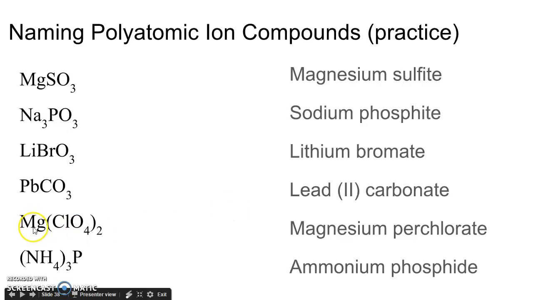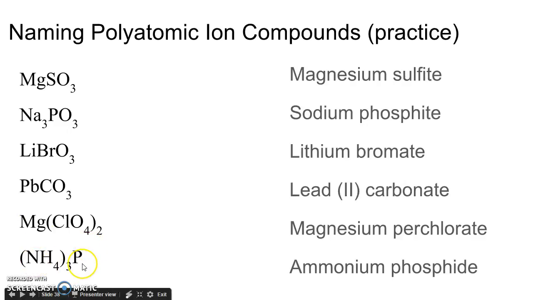The next one, magnesium, is a metal combined with ClO4. But I have 2 of the ClO4 groups. As we learn how to write the formulas, you'll see why we have to use parentheses, because you have to group these 2 together. I just can't put a 2 after this. I have to put the parentheses in to group all of that together to show that I need 2 of that polyatomic ion. But magnesium is in column 1 or column 2, so magnesium perchlorate.